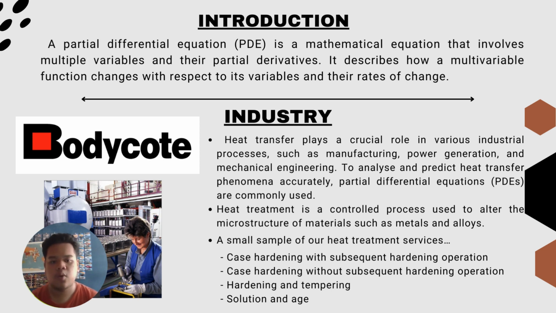So, what is heat treatment? Heat treatment is a controlled process used to alter the microstructure of materials such as metals and alloys to get the desired characteristic that we need, such as to harden the material or make the material that can bend a little bit more than usual material.